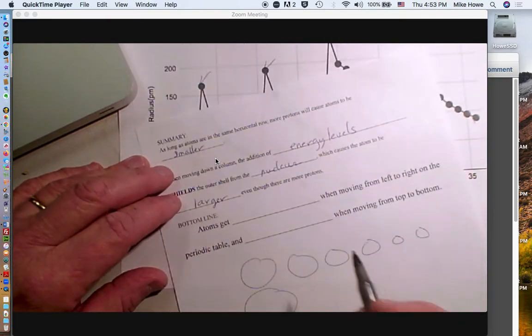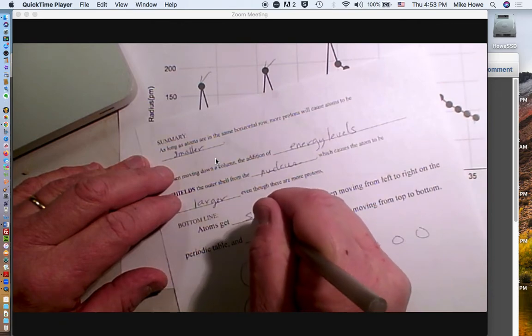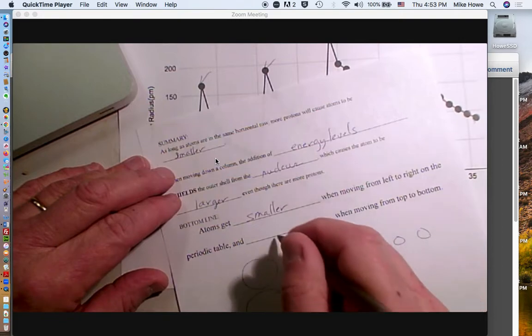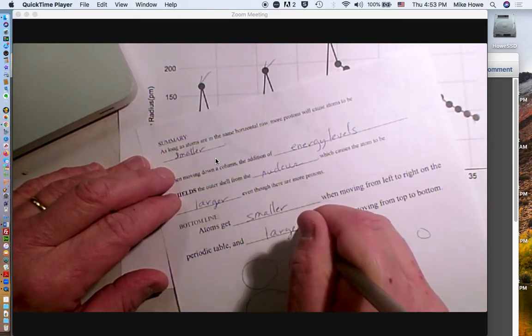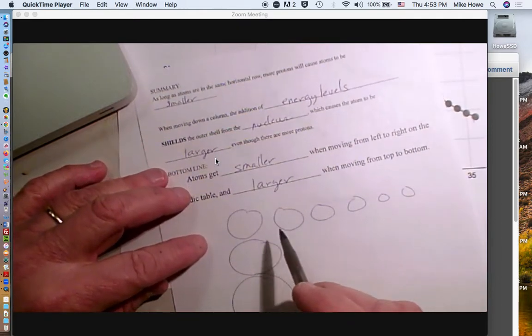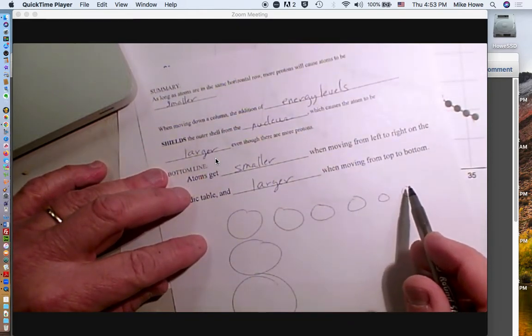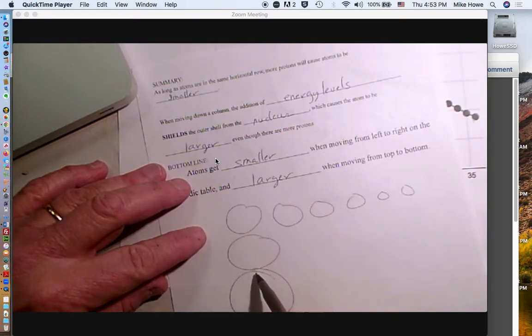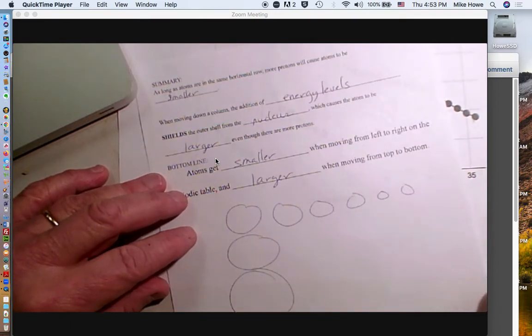All right, so bottom line, atoms get smaller when moving from left to right, and they get larger moving from top to bottom. The reasons are more protons when you go this way. Here you also have more protons, but energy levels are a more significant factor, and so the addition of energy levels causes them to get bigger. All right, so that's a little summary of this chart.